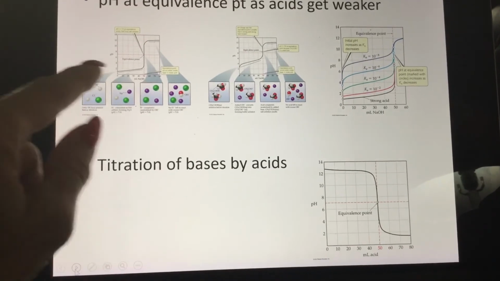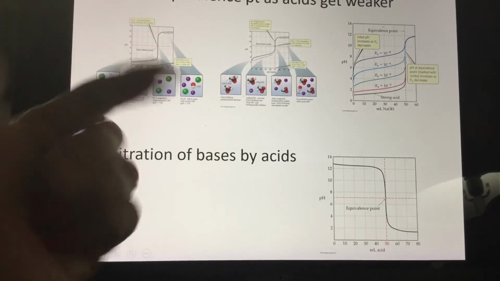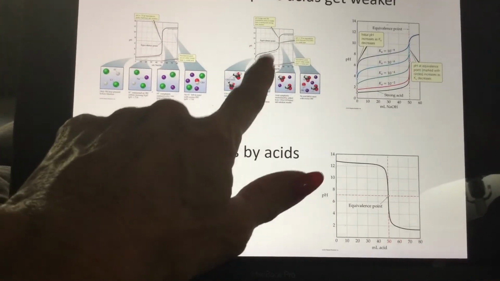And if we want to look at bases, we just flip-flop that. We'll talk more about that in a second.